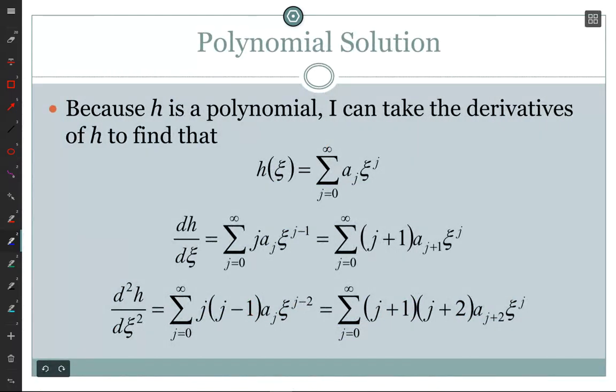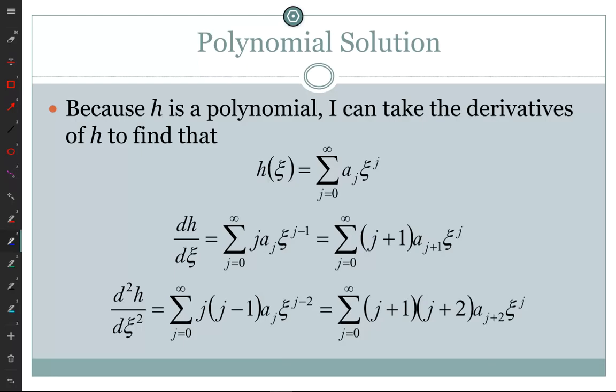So here h is written again in its full glory. And then we take the derivative of h. So taking the derivative, it's a summation. It seems like this is hard, but it's not. When you take the derivative of anything raised to a power, you bring down that power and decrease the power by 1. So no matter what j is, I'm going to bring down a j, and then it's going to be c raised to the j minus 1. So there's the derivative.